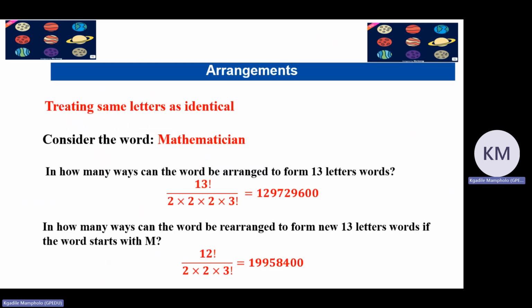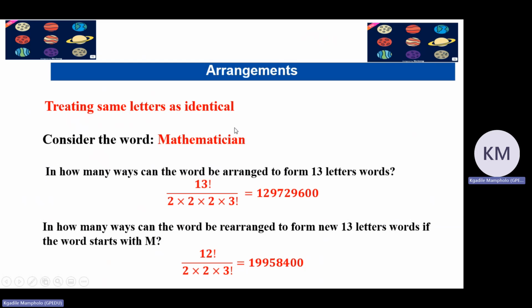Now let's look at this one. In all the previous slides, we said we were treating the same letters as different. Now let's look at cases where you treat same letters as identical. Consider the following word: mathematician. In how many ways can this be arranged to form 13 letter words? Remember, mathematician has 13 letters.